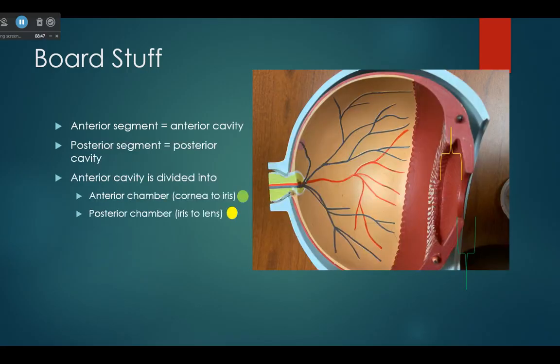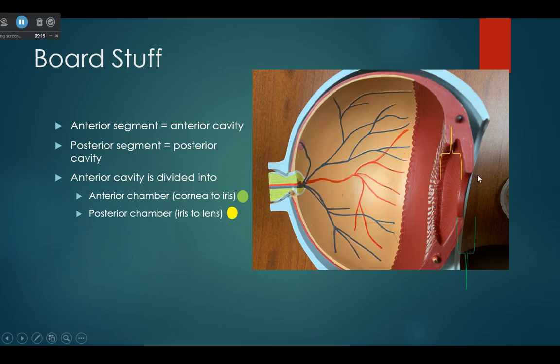Okay. So here's where we were talking about the cavity. So again, the anterior cavity is the same as the anterior segment. Your book likes using segment. I prefer the term cavity. I'll never type the word segment. So again, the anterior cavity is from the lens to the cornea. The posterior cavity is the same as the posterior segment. That is from the lens to the retina. And that's going to have vitreous humor where the anterior cavity has aqueous humor.